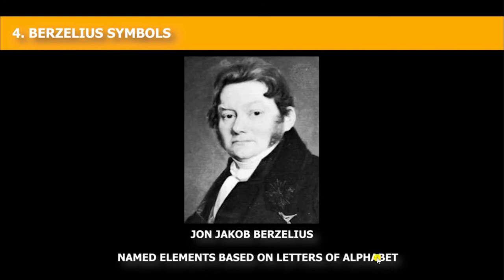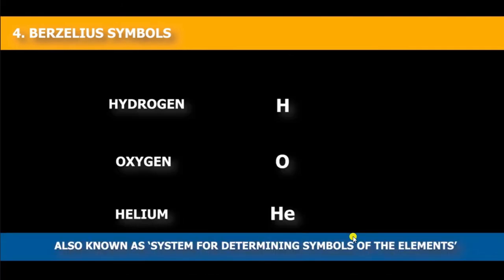These symbols were very easy to learn and write, because they were letters taken from the name of the element. Just like here you can see hydrogen H, oxygen O, helium He. In today's time we use a modified version of the Berzelius system, which is also known as the system for determining symbols of the elements.